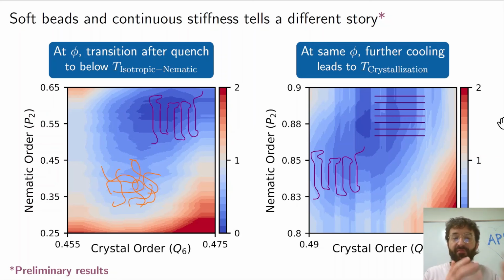Essentially, if you have a melt at a certain density, you quench it to a lower temperature, and at some point you will encounter the T_IN, and you will have a transition between your melt and the nematic phase. And then when you further cool at constant density, you will find that that nematic phase at a higher nematic order parameter then transitions and moves in both Q6 and P2 to the crystalline state. Please note the different orders on the X and Y axis.